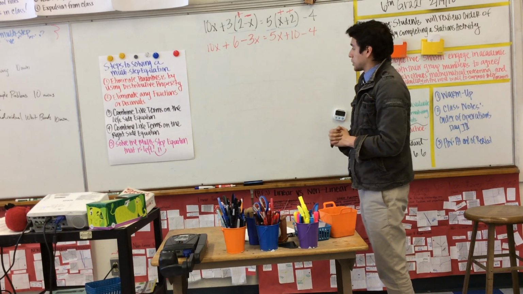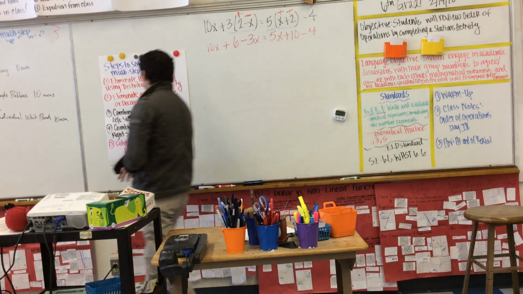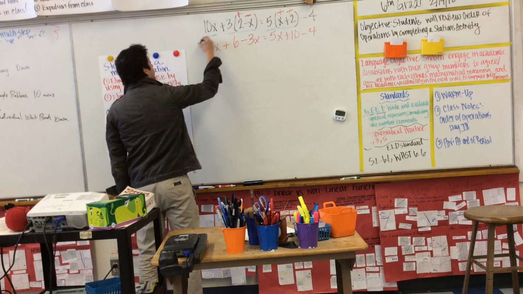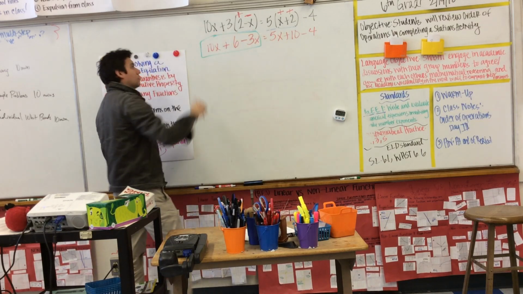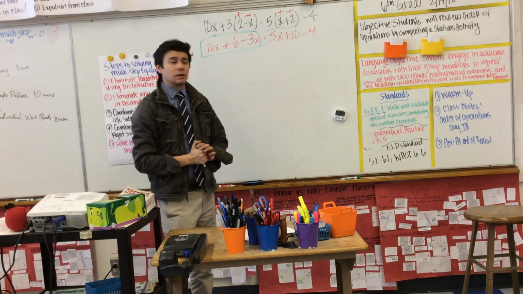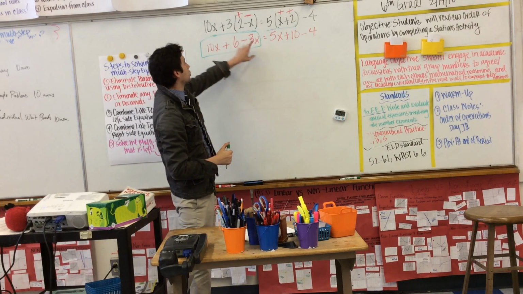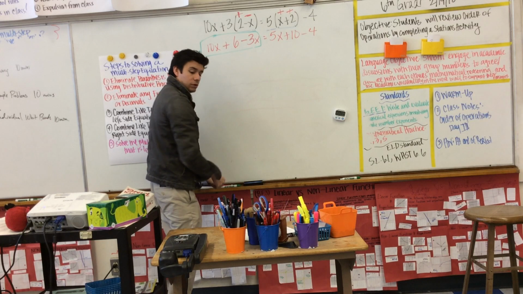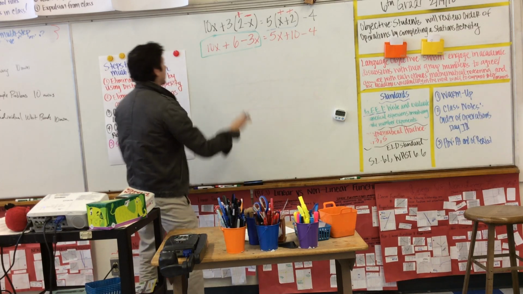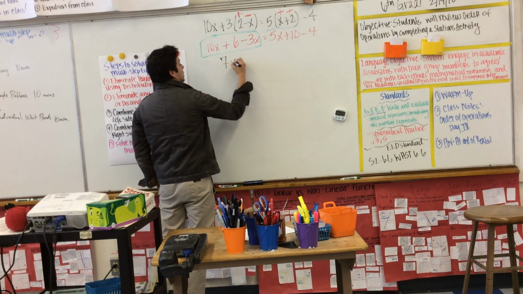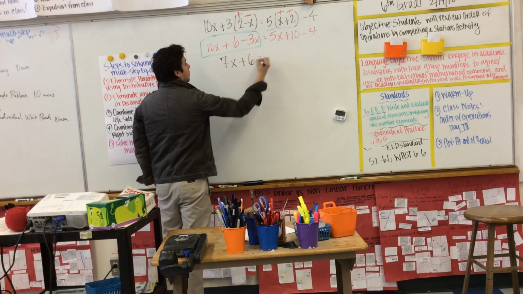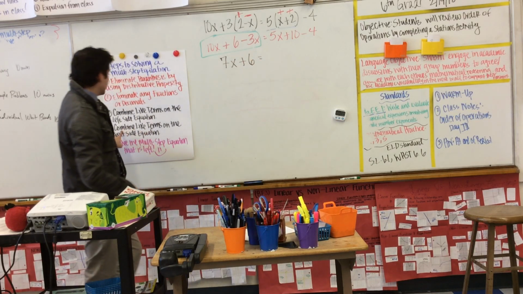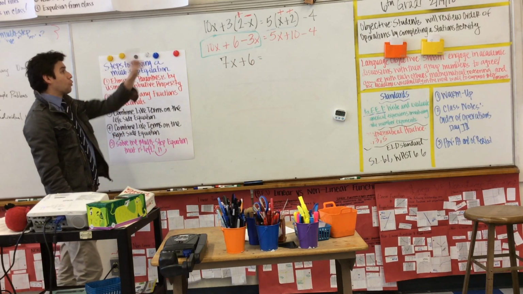Next step is combine like terms on the left side. So let's go to the left. Could I combine anything in there? Yeah, the variable terms. 10x minus 3x. That will give you, let me get the black marker, 7x. Drop the 6. Next step is combine like terms on the right side.